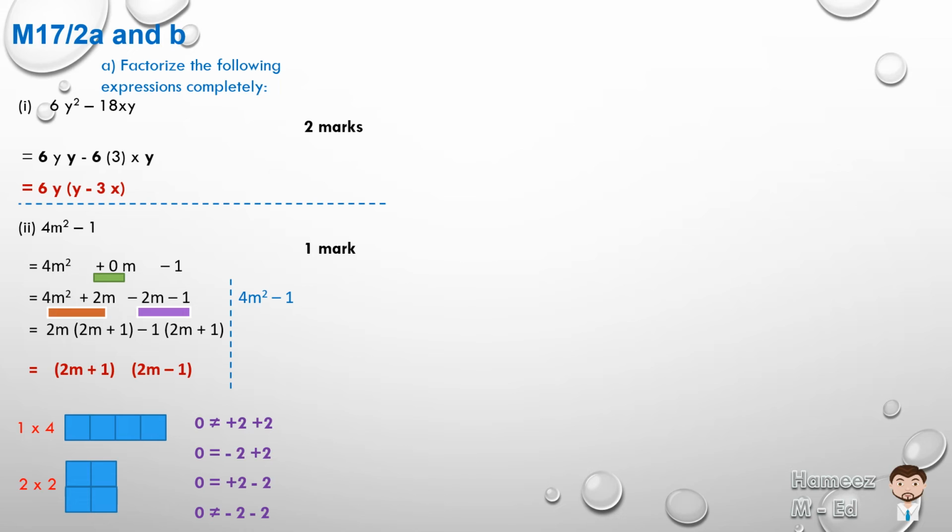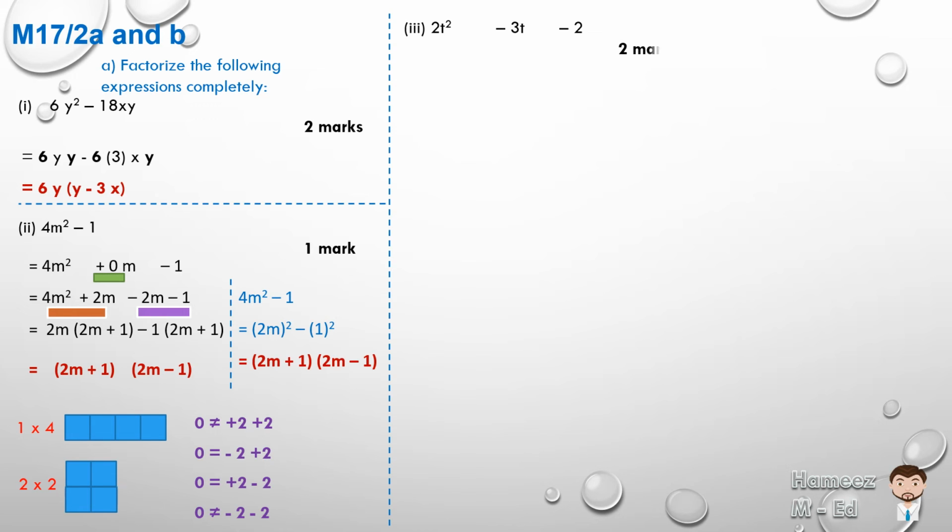4m squared minus 1, we could recognize 4m squared is really 2m times 2m. So we could write that as 2m squared minus 1 squared. And if we have a squared minus b squared, factorizing the difference of squares, we're going to get a plus b by a minus b. So we're going to get 2m plus 1 by 2m minus 1. Either solution is fine. Let's go to part 3.